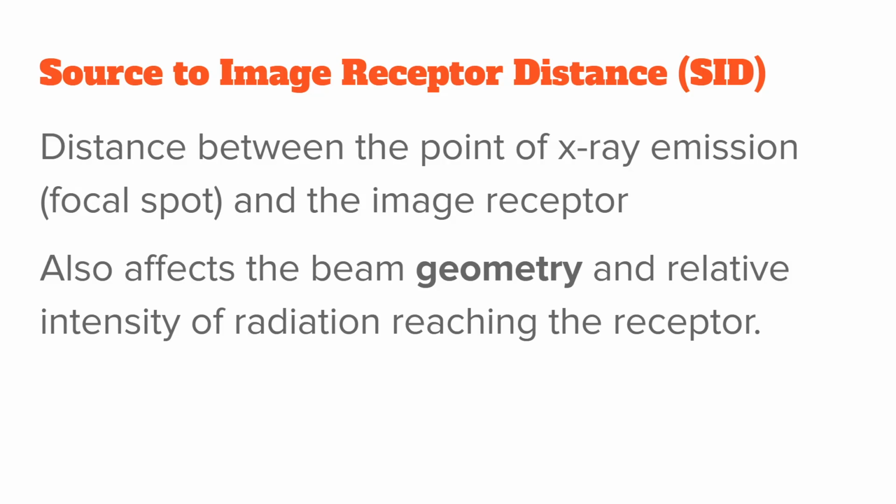Your source to image distance, your SID, this is the distance between the point of X-ray emission, which when it hits the anode, that spot is known as the focal spot, and the image receptor. This also is going to affect beam geometry and the relative intensity of radiation reaching the receptor.